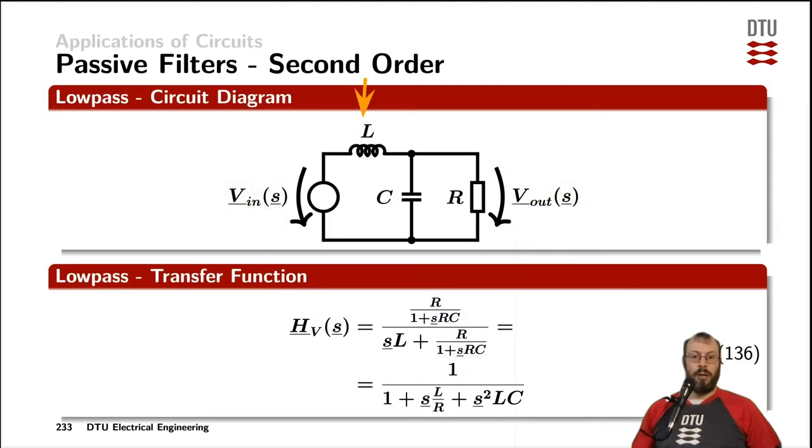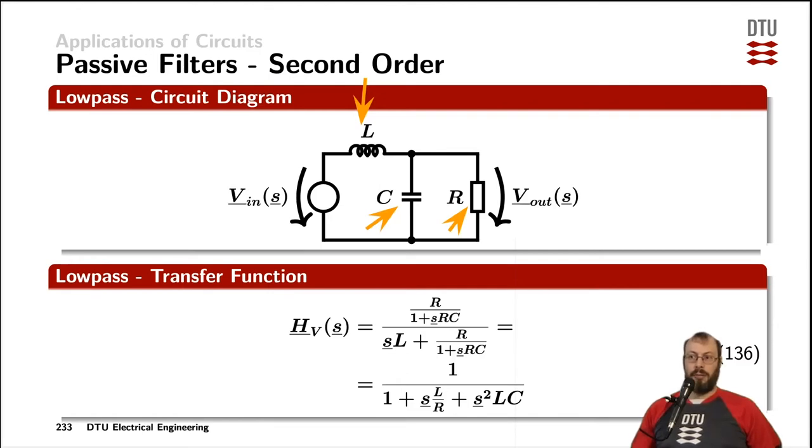One implementation of a second order low pass is an inductor in series with the parallel connection of a capacitor, and often the resistor. The resistor is actually representing the load, could for example be the input resistance of the following stage. But to form the filter, you would at least need the inductor and the capacitor. And to adjust the damping, to adjust the quality factor, we also need the R.